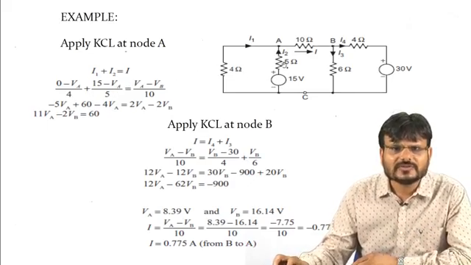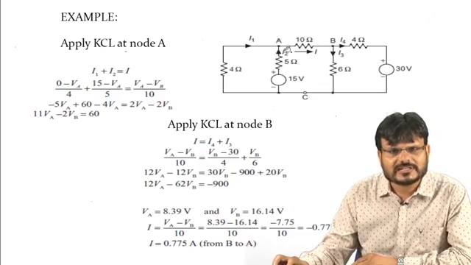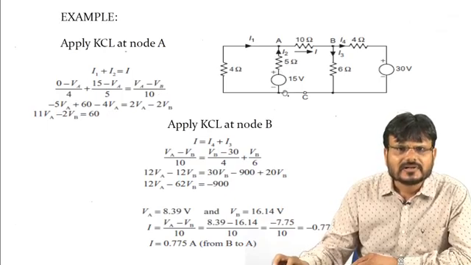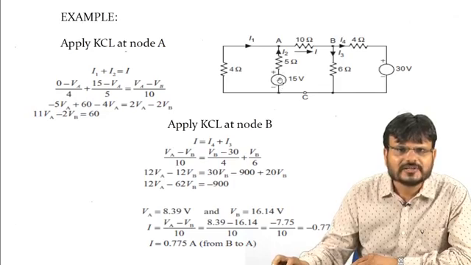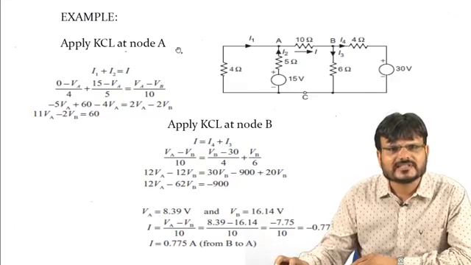And I2 is equal to what? Current is flowing from terminal A to terminal B. That means the potential of terminal A is higher than the potential of terminal VB. So this current I can be written as VA minus VB upon 10. And this current I2 is equal to 15 minus VA upon 5, because current is flowing from this direction to this direction. This is how you can apply the KCL at node A.